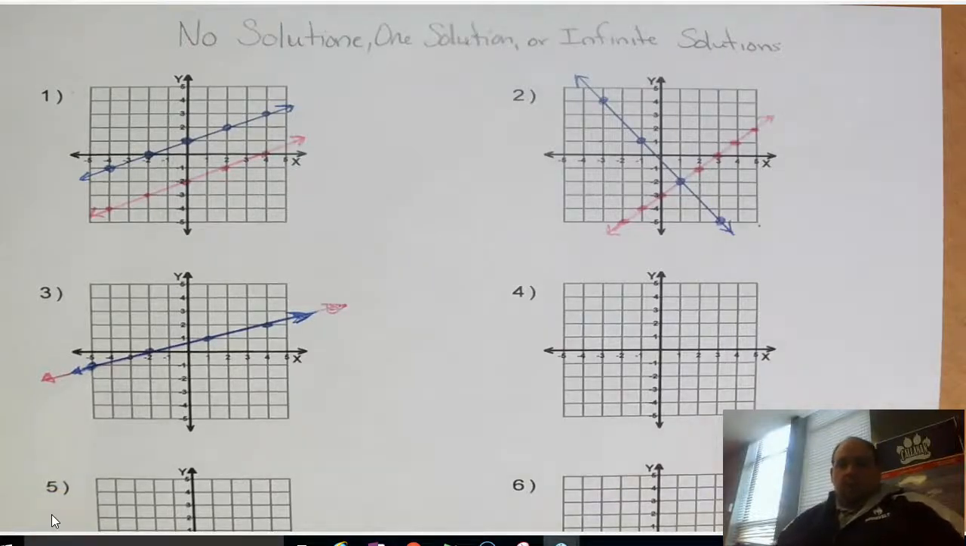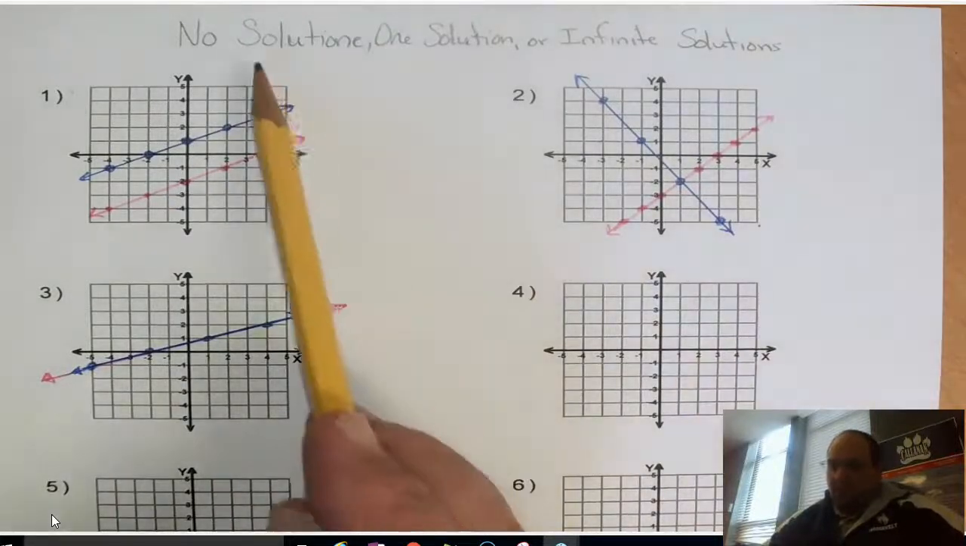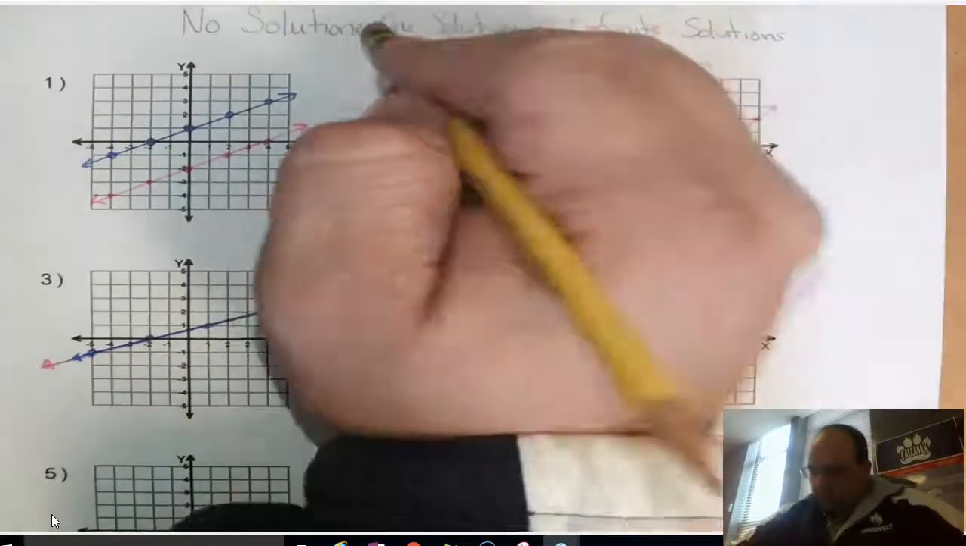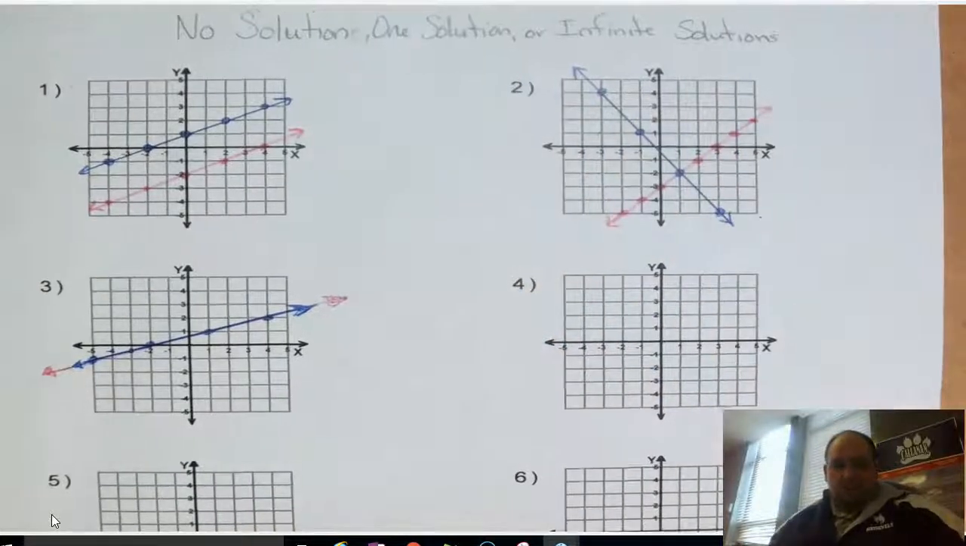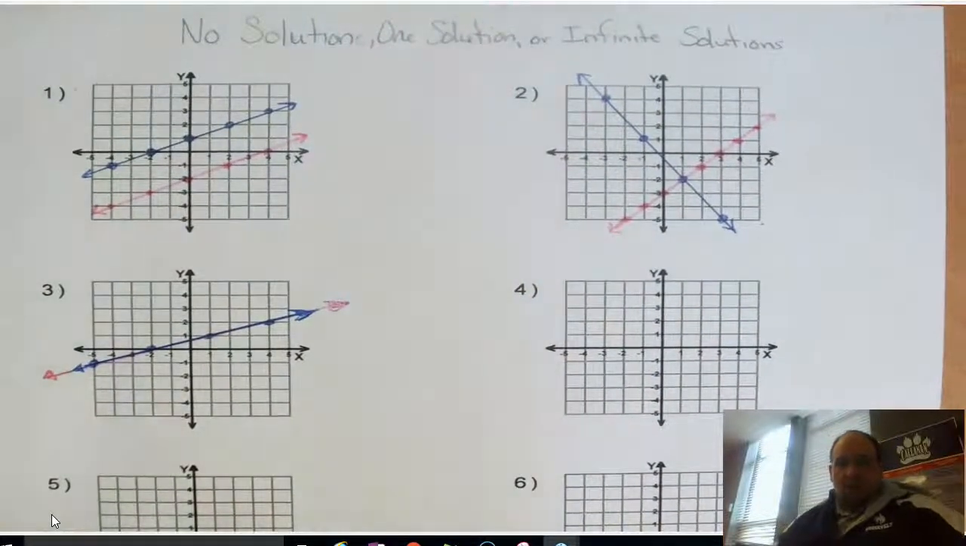Welcome back. This is going to be our unit for solving systems of equations. In our very first lesson here, we're going to talk about how many solutions a system has. All right. So a system can have one of three solutions. It can either have no solution, or one solution, or it can have infinite solutions. And so we're going to talk about what a no solution looks like, what a one solution looks like, what an infinite solution looks like.